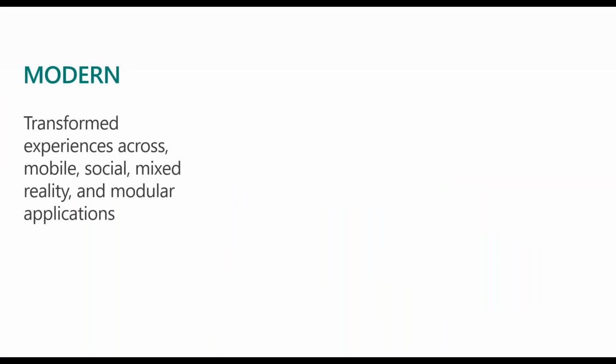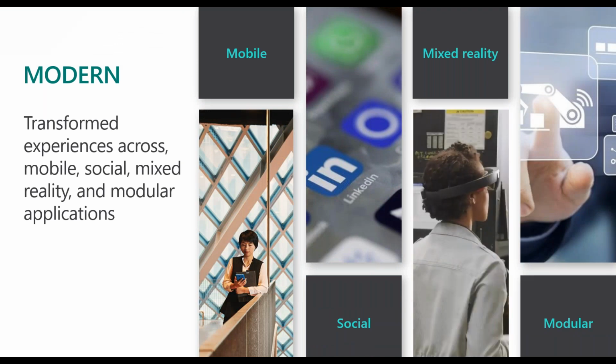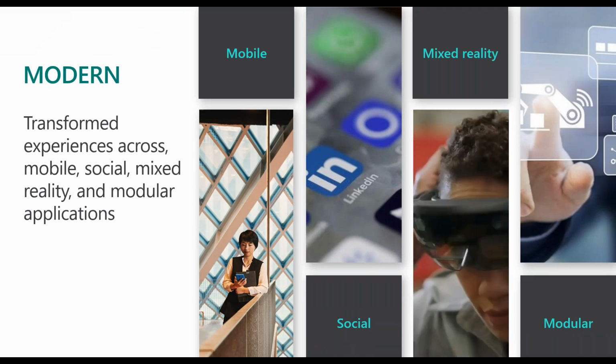When we talk about modern, it's about transforming experiences across mobile, social, mixed reality, and modular applications. Let me explain what that actually is. If you start at the modern, it's like the modern browser based products, which all of our products are, and then you take that browser experience and you put that into Outlook. So when I'm in Outlook, I can actually do work without having to leave it, making it a modern and very efficient process for the customer.